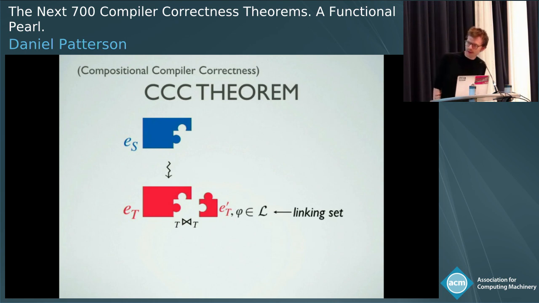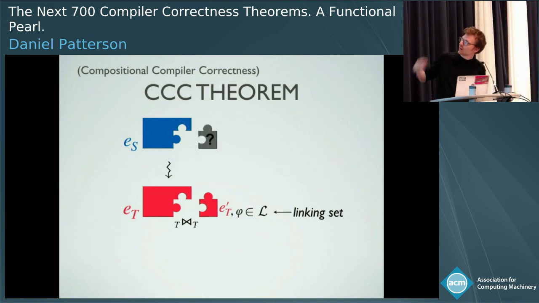A particular formalism, a particular result, needs to tell us what it is that you can link. Where does this ET prime come from? So you should provide us a set that tells us what is acceptable. That's what the linking set is. In particular, different results might require you to provide some additional evidence saying this target code is acceptable. That's what this phi is. It's a witness to the fact that this target component is something that we can link with. So this additional proof term or witness phi is there.